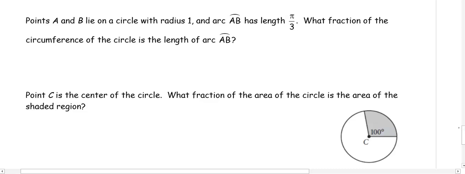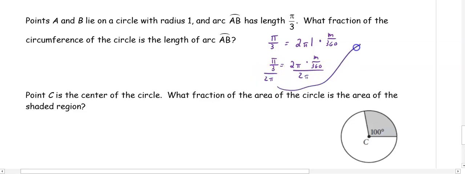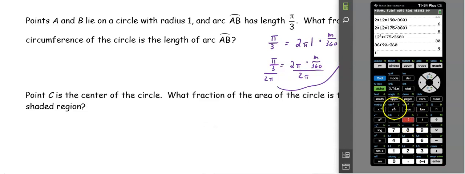Next one, points A and B lie on a circle with a radius of 1, and arc AB has a length of pi over 3. What is the fraction of the circumference of the circle? So we know that our arc length is equal to pi over 3, and we know the equation for that is 2 pi r times the measure over 360. So we know our radius is 1, so we have pi over 3 equals 2 pi times the measure over 360. We can divide pi over 3 by 2 pi. In our calculator, we can put the pi in. So we have parenthesis, pi divided by 3, close parenthesis, divide by parenthesis, 2 pi, close parenthesis. We get a fraction, so we're going to hit math, enter, enter, and we get 1/6.